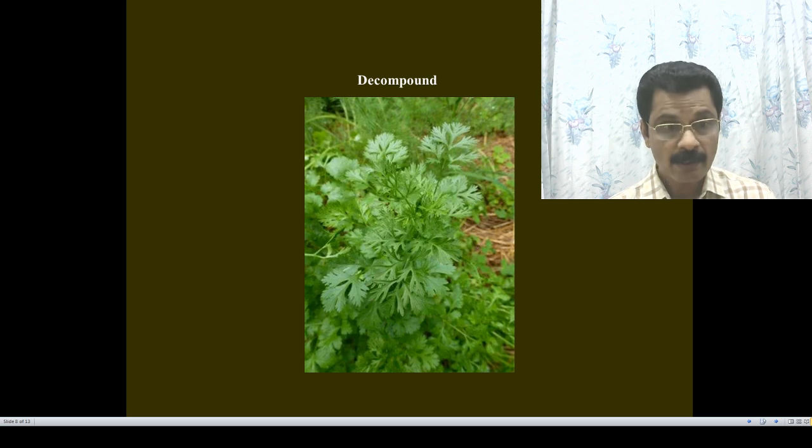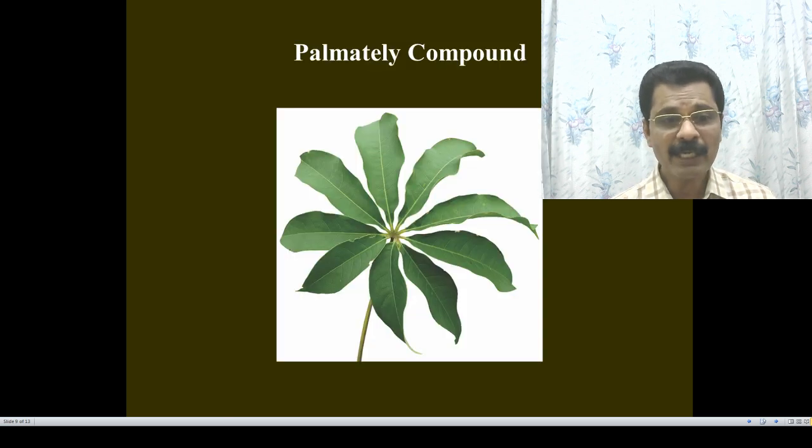Then palmately compound leaf. See, the leaflets are arranged at the tip of rachis like the fingers of a palm. That is why it is called palmately compound. Bombax ceiba. Here you can see the Bombax ceiba.